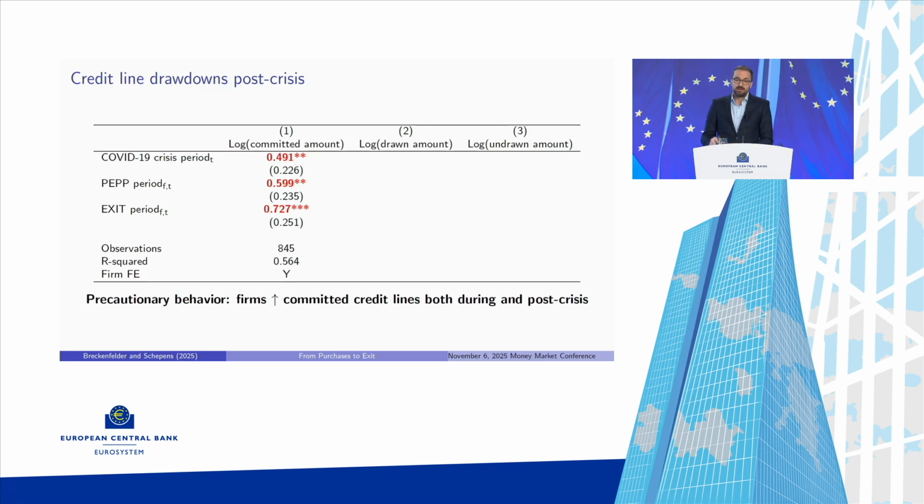Now, what about credit line drawdowns post-crisis? What we look at here in column 1 is the committed amount by banks to firms. And what you see is that during the COVID crisis, these committed amounts went up by about 50%. Non-surprising, they all wanted to have larger credit lines. Now came the PEPP. These credit lines, however, continued going up. So there was this precautionary behavior. Even after exit, these credit lines are about 70% higher than pre-crisis levels.